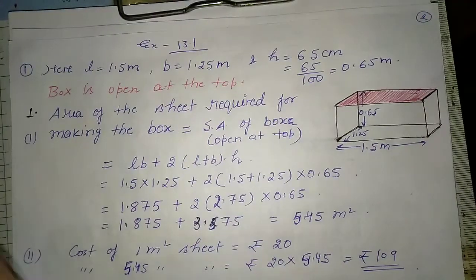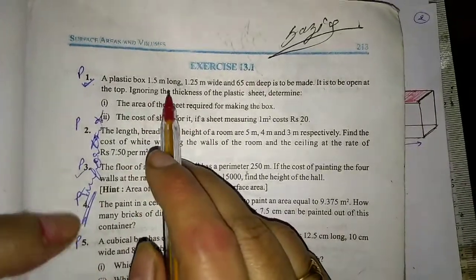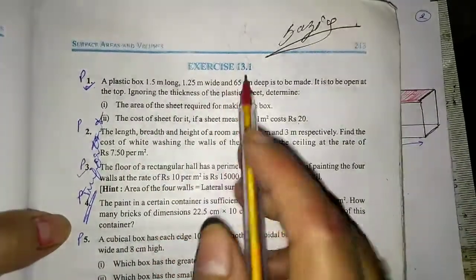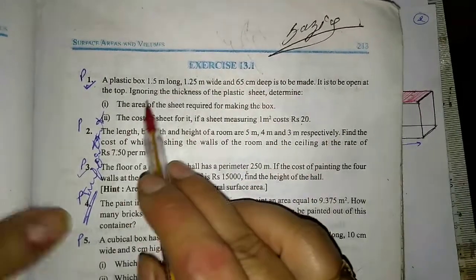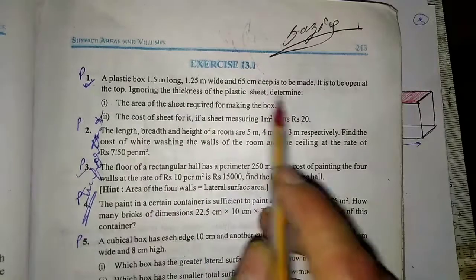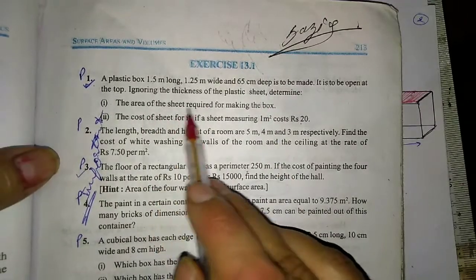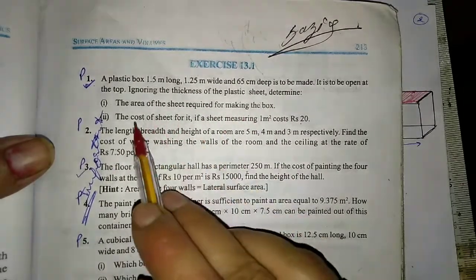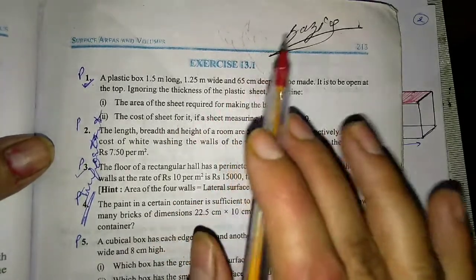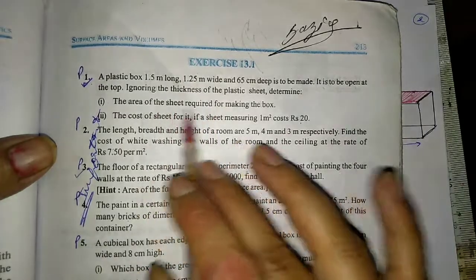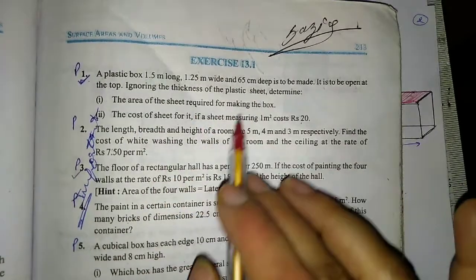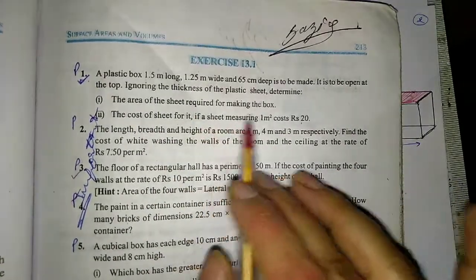So these are the formulae that we can use for the complete exercise. Okay, now the question from the exercise. In the first question, a plastic box which is 1.5 meter long, 1.25 meter wide, 65 centimeter deep is to be made. It is to be open at the top, ignoring the thickness, and we have to determine the area of the sheet required for making the box and the cost of the sheet for it. If a sheet measuring 1 meter square costs... 2 parts are there. In the first part we have to find the surface area, in the second part we have to find the cost.